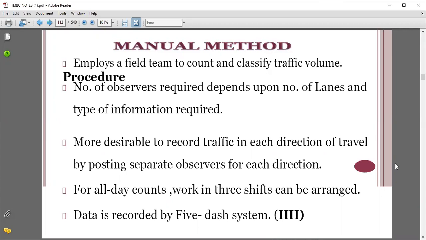And data is recorded by the five-dash system. It means there is dash number one, then 1, 2, 3, 4. Likewise, if one vehicle is there, then dash one. If there is a second vehicle, dash two. If there is a third vehicle, dash three. If a fourth vehicle is moving on that road, then a fourth dash, and again a fifth. So that simple system is used for the manual counting of pedestrians or the number of vehicles passing on that road. That is the most important point about manual counting.